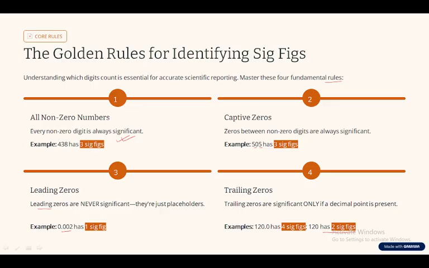Again, these are the golden rules for identifying significant figures. Number 1, all non-zero numbers are always significant. 48 is always significant. Captive zeros. Zeros between non-zero digits are always significant. 505 has 3 significant figures. Leading zeros are never significant. They are just placeholders. 0.002 has 1 significant figure. Trailing zeros are significant only if a decimal point is present. 120.0 has 4 significant figures. In this way you can find the rules of significant figures.